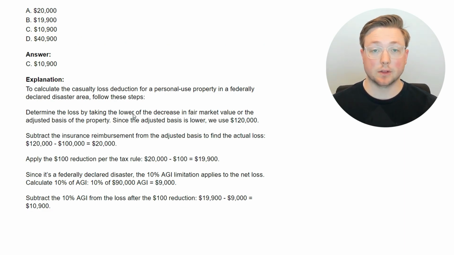We determine the loss by taking the lower of the decrease in fair market value or the adjusted basis of the property. In this case, the lower of the two is the adjusted basis, which is $120,000. Then you subtract the insurance reimbursement of $100,000, that gives you $20,000. Subtract the $100, then you subtract 10% of AGI, which is 90,000 times 10%, $9,000. After subtracting that, you get $10,900 of casualty loss that you can deduct on your tax return. Again, this concept is pretty straightforward once you understand how the calculation works.